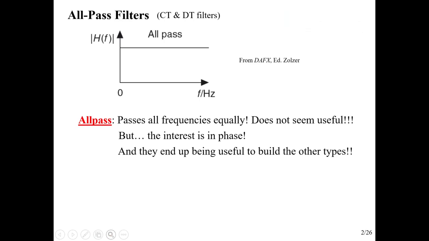So we've talked about all-pass filters already. There's a picture here from Zolzer's edited book, DAFX. Basically we're showing the magnitude of the frequency response here, and it's just perfectly flat. It doesn't have to be at 1, but is often just held constant at 1. So what good is that? Why is this useful? It doesn't seem like it would be useful. All frequencies just pass equally.